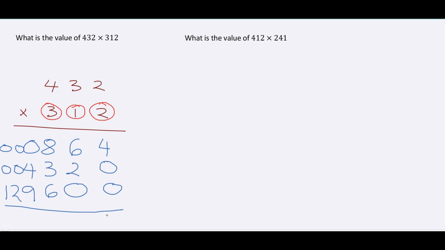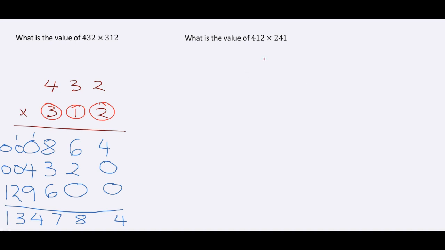4 plus 0 plus 0, we have 4. 6 plus 2 plus 0, we have 8. 8 plus 3 plus 6, 8 plus 3 is 11, plus 6 we have 17. So we have 7 here, and we carry 1 up here. 1 plus 4, 5, plus 9, 14. We have 4 here, and we carry 1 up here. 1 plus 2, we have 3, and then 0 plus 0 plus 1, we have 1.